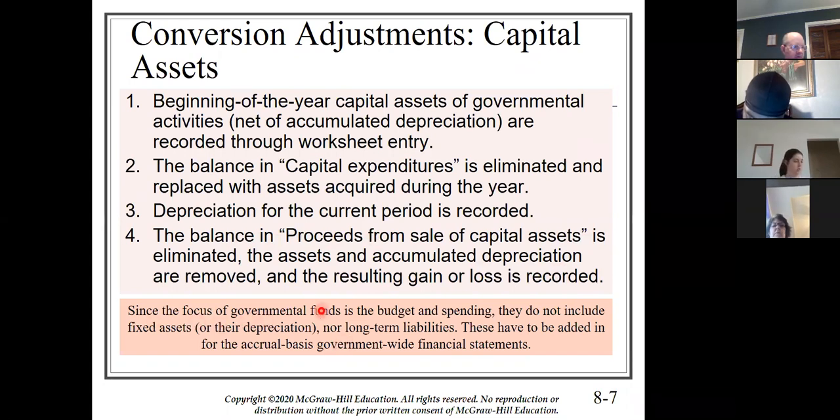Since the focus of governmental funds is the budget and spending, they do not include fixed assets or the depreciation or long-term liabilities. So these have to be added in to get accrual basis government-wide financial statements. Questions or comments before we move on?